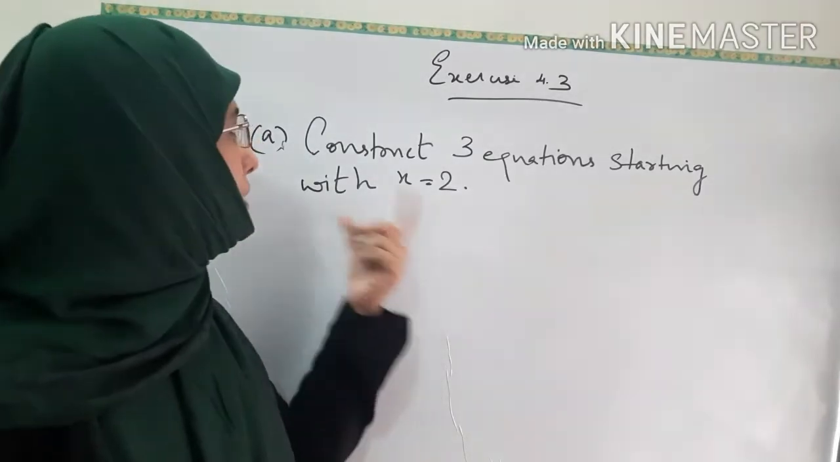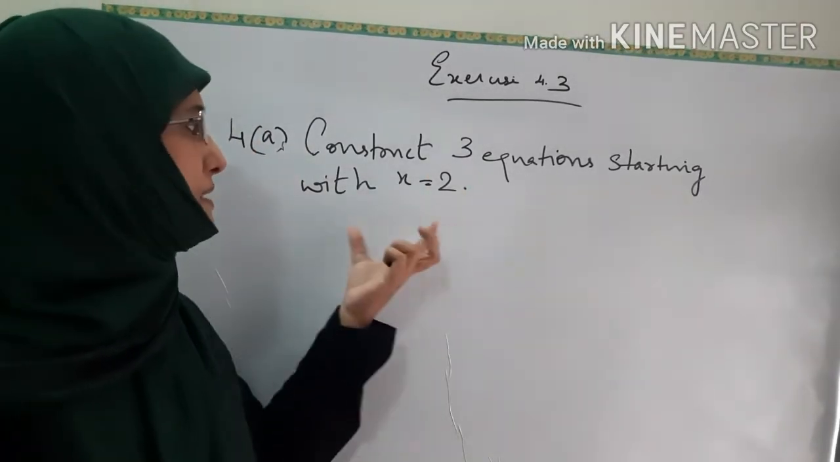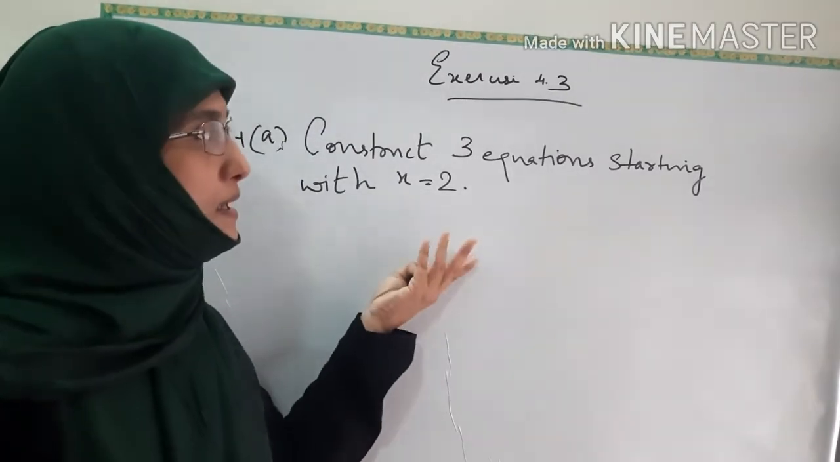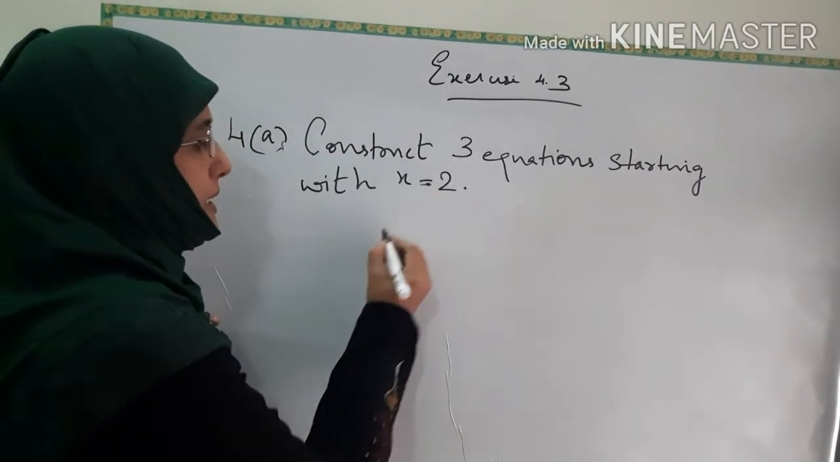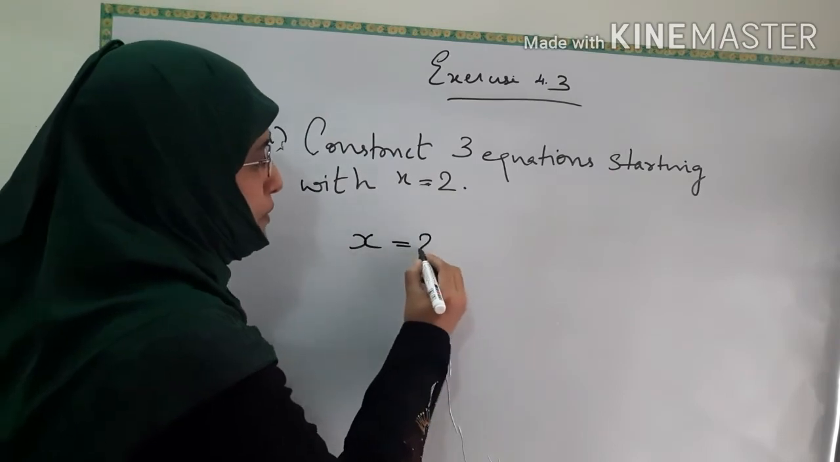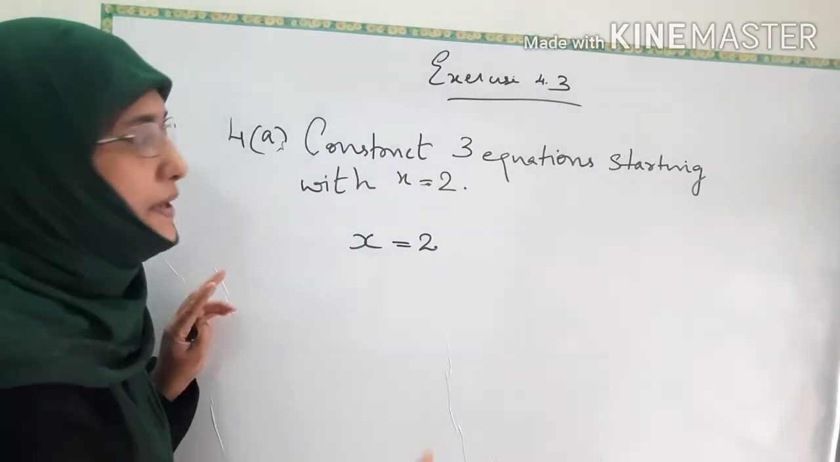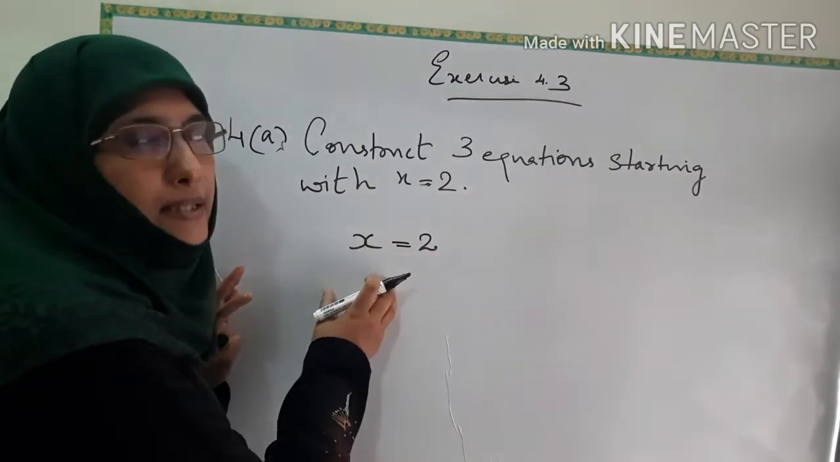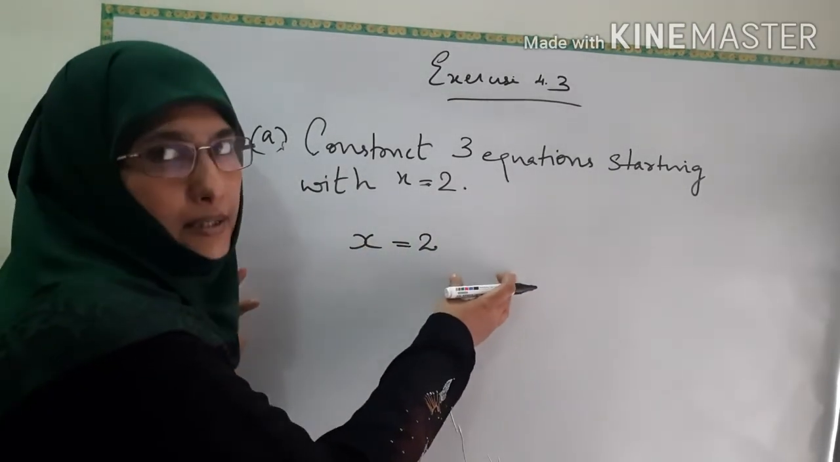Next question, fourth A. Construct 3 equations starting with x equal to 2. You have to make 3 equations and start from x equal to 2. That is, first start from x equal to 2. Make 3 equations. When you are doing anything in the equation, whatever operation you do in the left side, the same operation you have to do in the right side also.